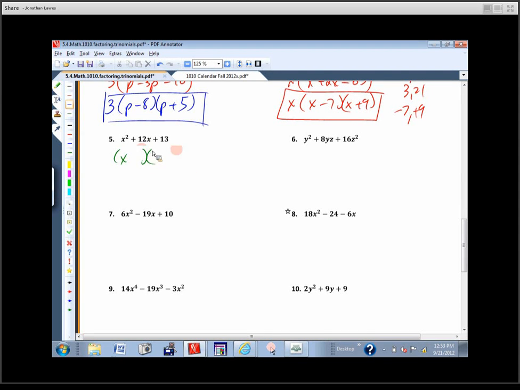Easy type. Didn't have any common factors we could take out. We're looking for numbers that multiply to be 13 and combine to be 12. So we think about that for just a second. 13 and 12, that looks pretty promising, right? Can you come up with numbers that multiply to be positive 13 that combine to be positive 12? The answer to that is no, because here are your only choices. 1 and 13 and negative 1 and negative 13. No, there are no numbers that multiply to be positive 13 and combine to be positive 12.